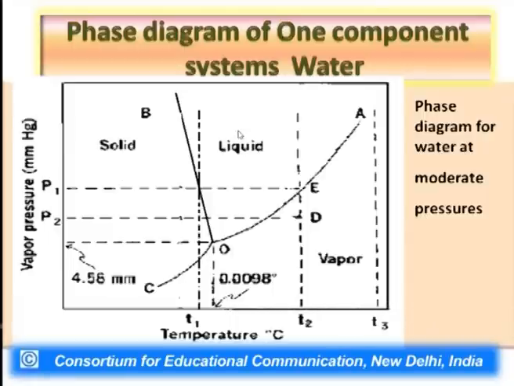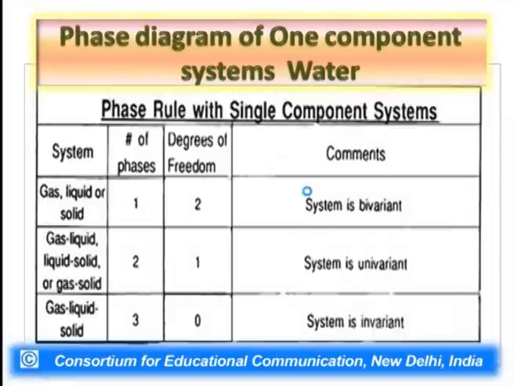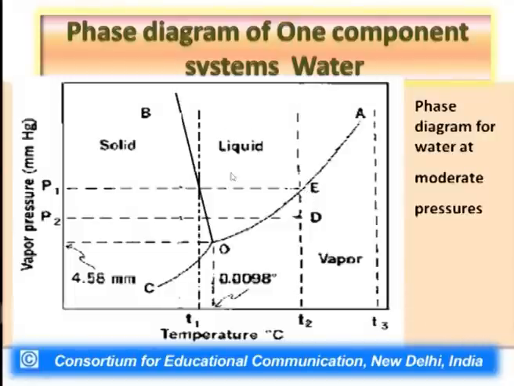Now similarly we can have a look at this. The area which lies to the right of curve BO and above curve AO represents a liquid phase, as it is written in the phase diagram, and the locus of all the points which lie below the curve AOC, each point in this area represents the equilibrium state of the system where there is only vapor phase.